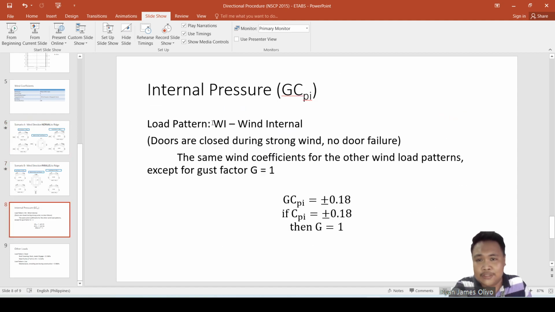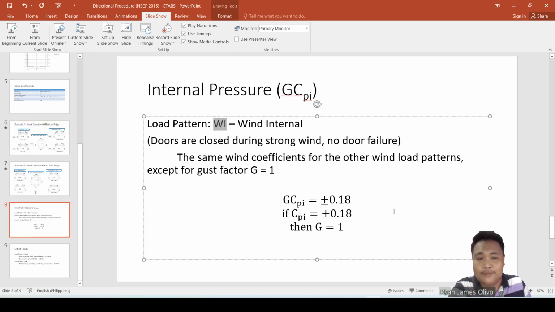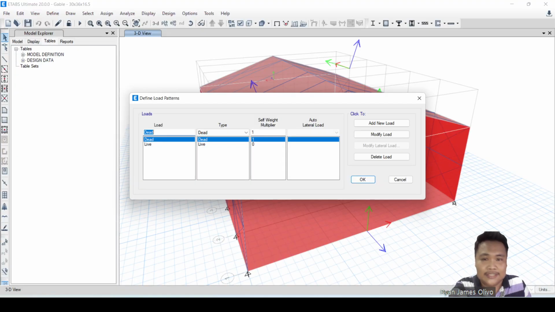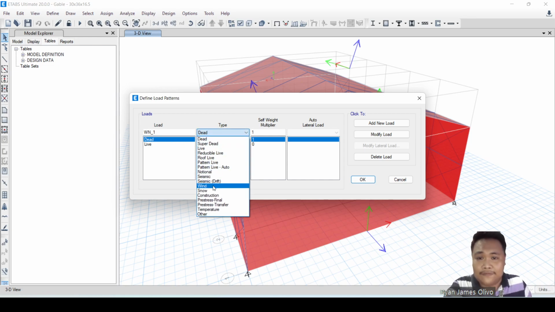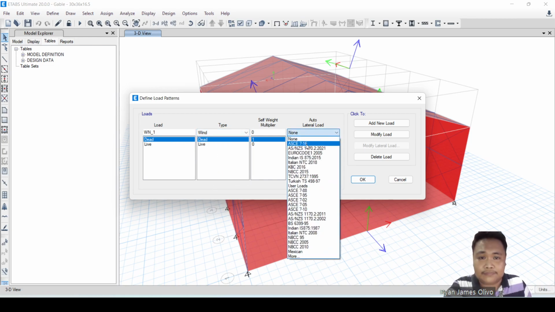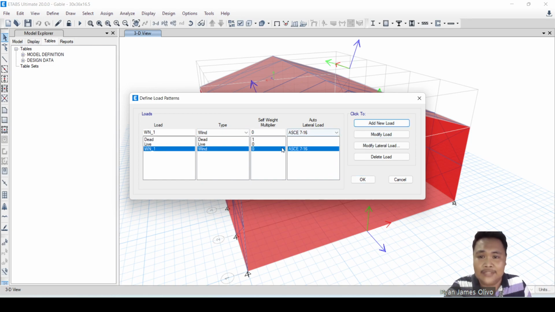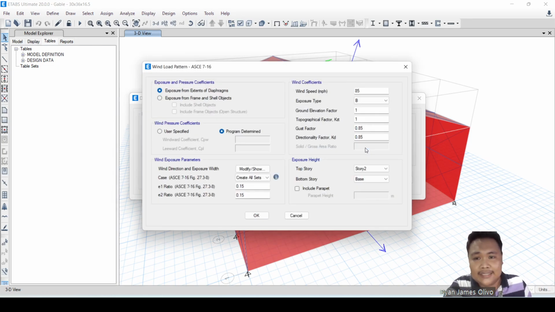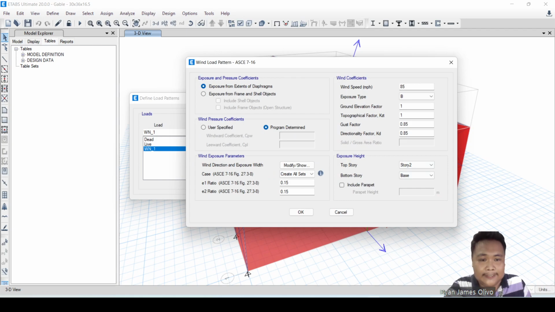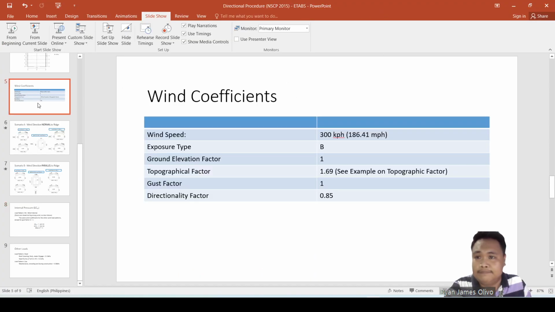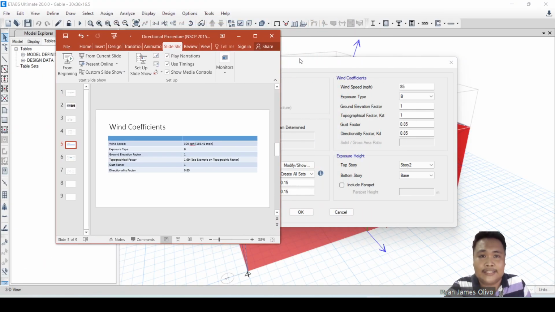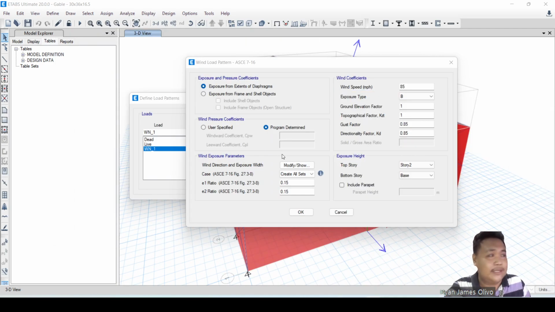So our next load pattern is WI. So we have 5 load patterns. Let's do this one in ETABS. WN_1, that is our first load pattern for wind. Add new load, then modify lateral load. Let's see here, 186.41. I'll just move it here.